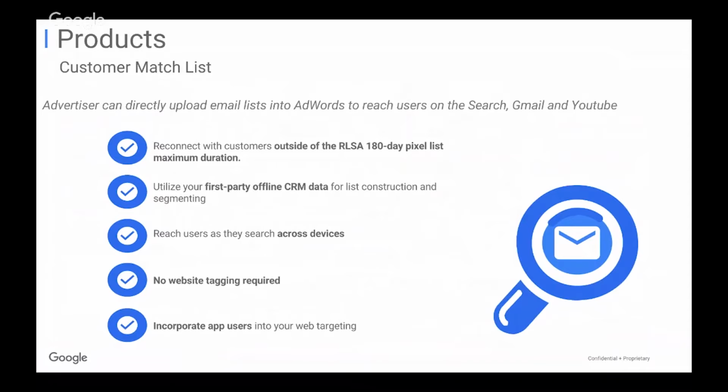Using Customer Match List has several advantages, such as you are able to reconnect with customers outside the 180-day pixel list maximum duration that is set for regular remarketing lists. You can utilize your first-party offline CRM data to better segment and customize your lists. You can reach users as they search across devices because you are now targeting them based on email IDs, which is unique across devices. And there is no website tagging required, and you can incorporate app users into your web targeting.